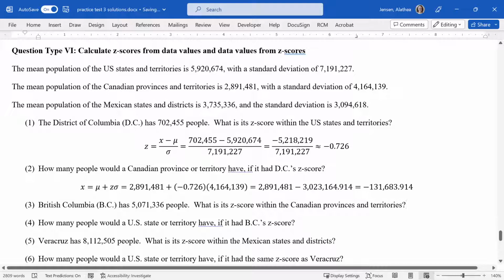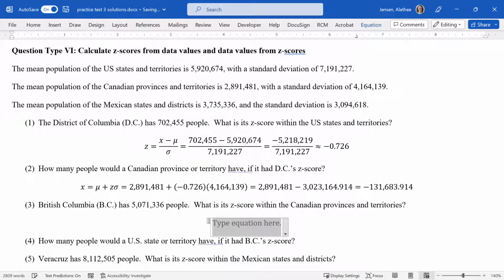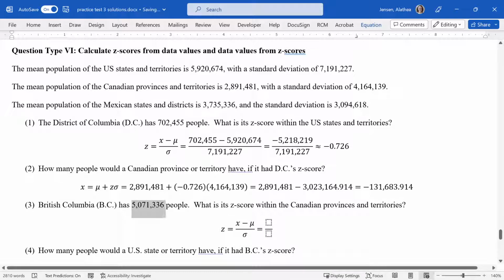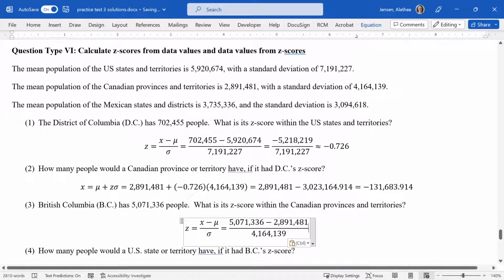Okay, so BC, first DC, now BC. British Columbia, or BC, has 5,071,336 people. What is its z-score within the Canadian provinces and territories? So we're calculating z-scores again. So we're going to use this formula, x minus mu over sigma. All right, and our x value is this number of people that we were given. And then our mu and our sigma, make sure you use the ones for Canada because it says within Canadian provinces. So we use this one and this one.